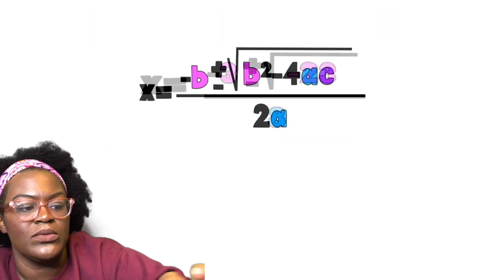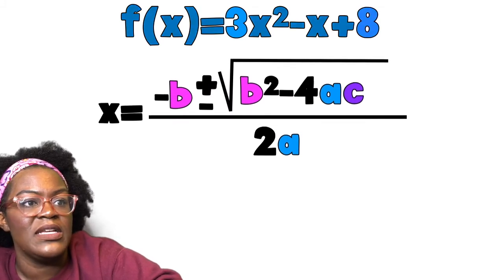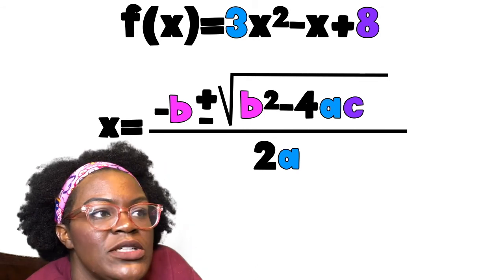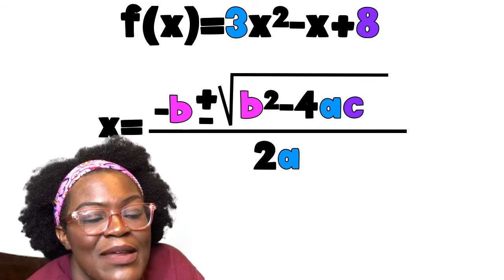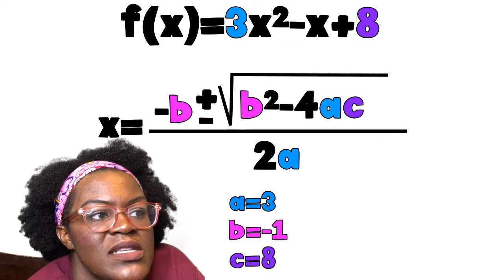Next example. We got to decide what A is, what B is, what C is. So I colored everything for you because I'm good like that. Slide 21 out of 29, by the way. So A equals 3, B equals negative 1, and C equals 8.